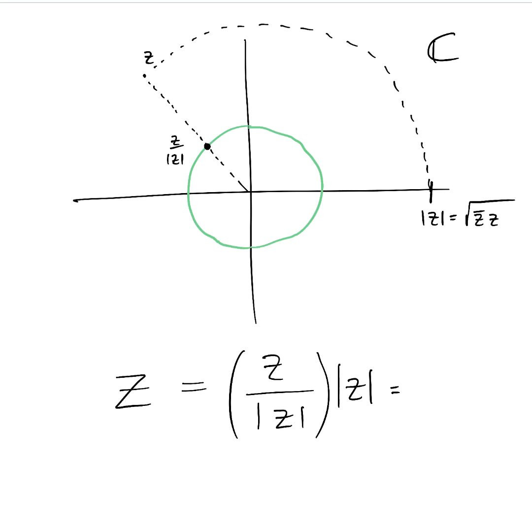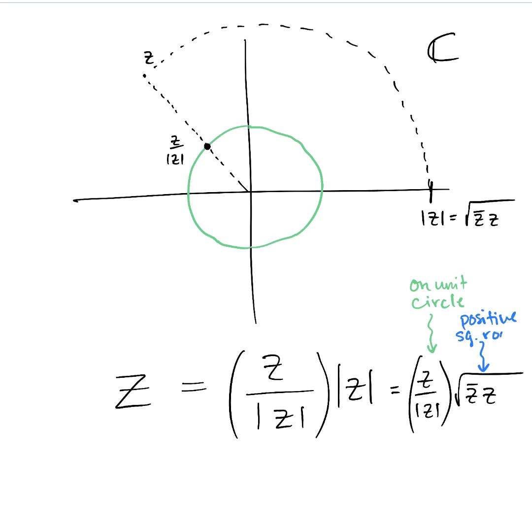So for any complex number Z, you can write it as Z over absolute Z times the square root of Z bar Z. This piece of that description is on the unit circle. This piece is a positive square root.